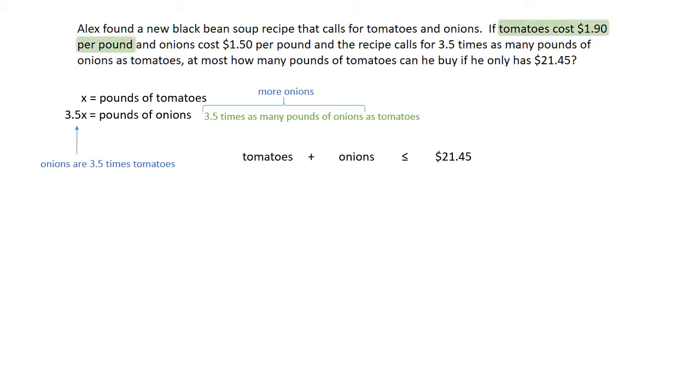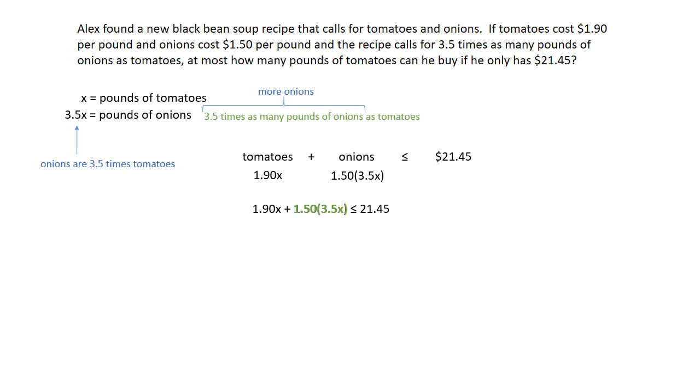The tomatoes cost $1.90 a pound, so that's going to be $1.90x. And the onions are $1.50 a pound. Since 3.5x represents the pounds of onions, we're going to multiply the $1.50 times the 3.5x, and that'll give us the price of the onions. So in the problem we've got $1.90 times however many tomatoes, and we've got $1.50 times 3.5 more pounds of onions. So you can write your inequality: 1.90x plus 1.50 times the 3.5x less than or equal to 21.45.